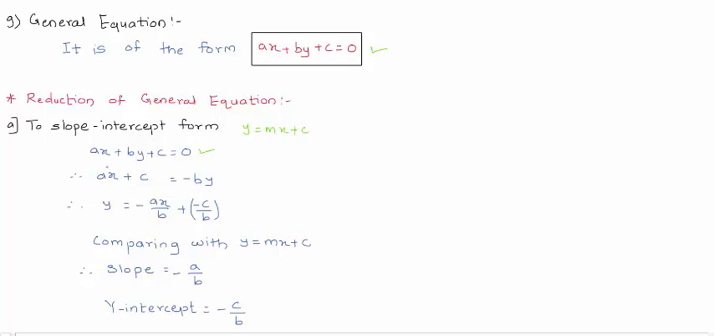Okay, so ax plus c is minus by, and when we divide by minus b, we get y is equal to minus a upon b times x plus minus c upon b. Okay, and when we compare this equation with slope intercept form, we get slope of the line is minus a by b, that is the coefficient of x, and y intercept is minus c by b. Okay.